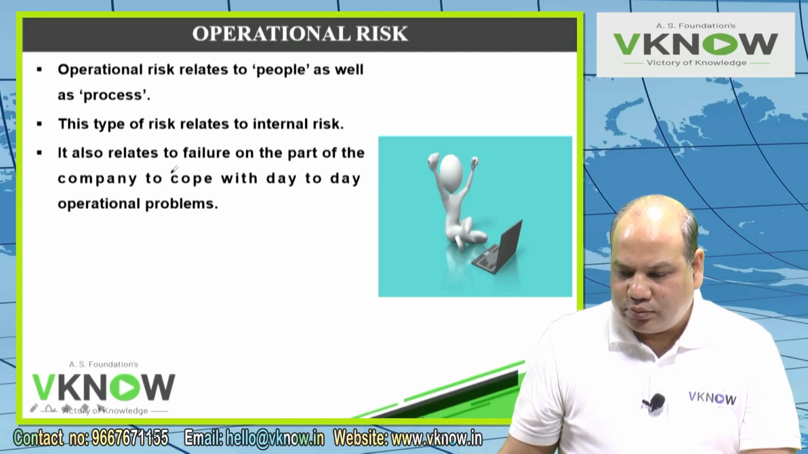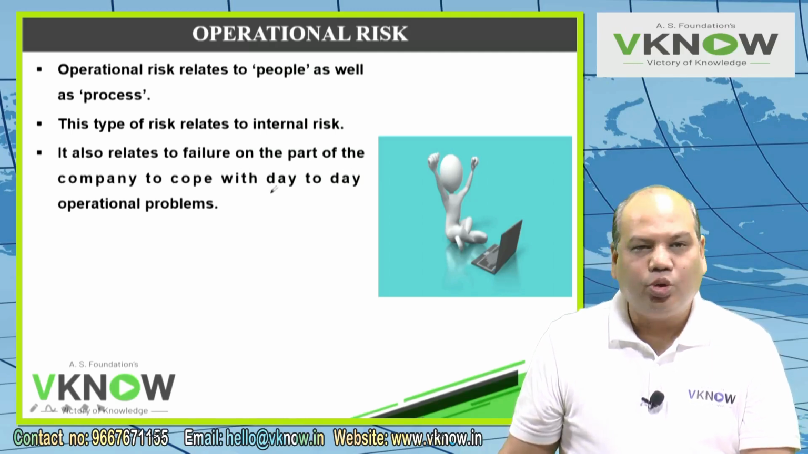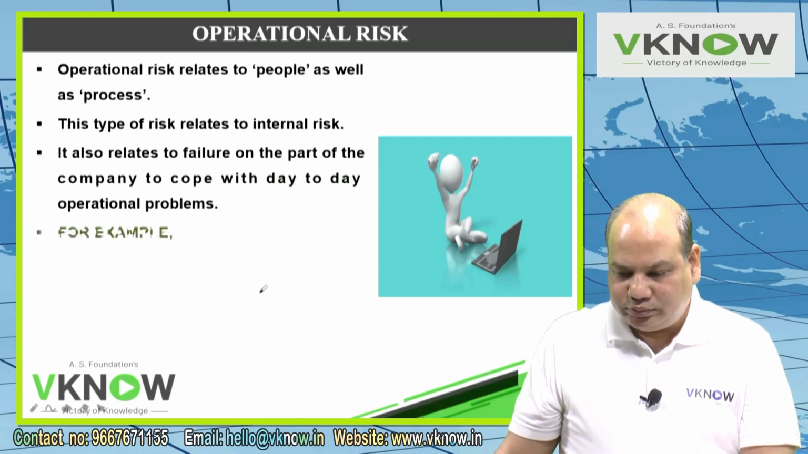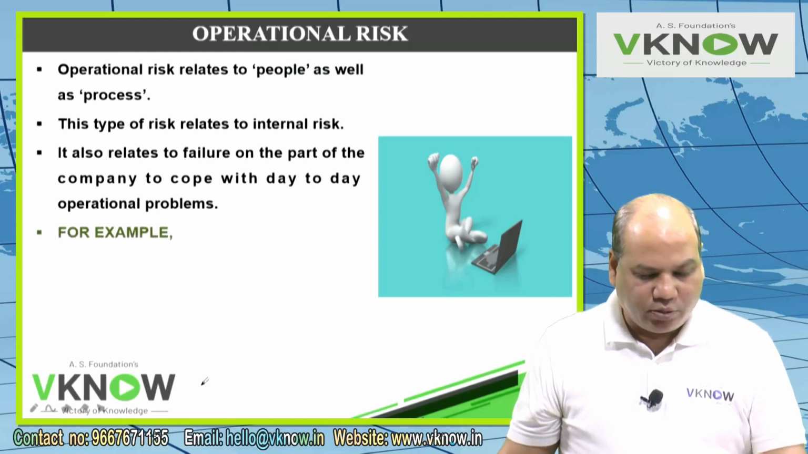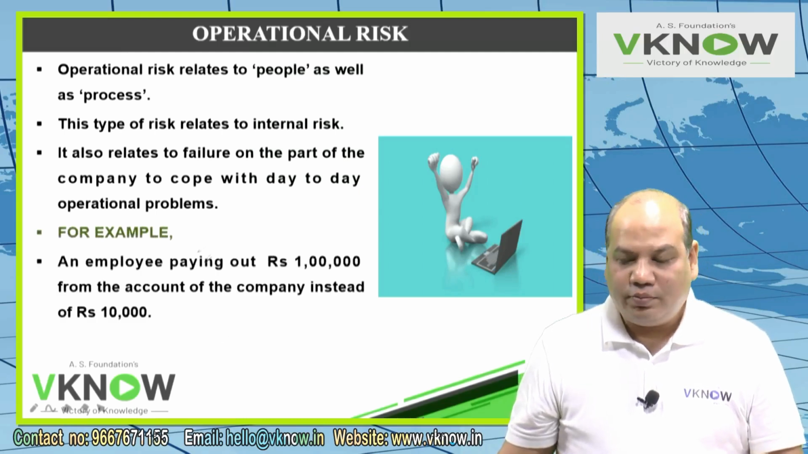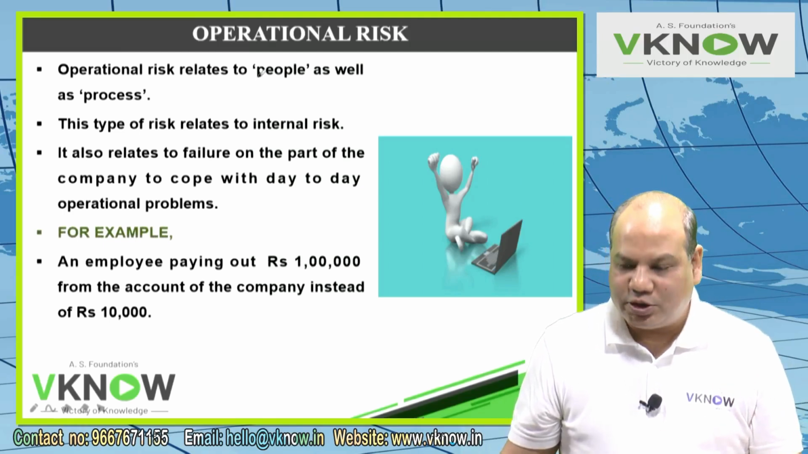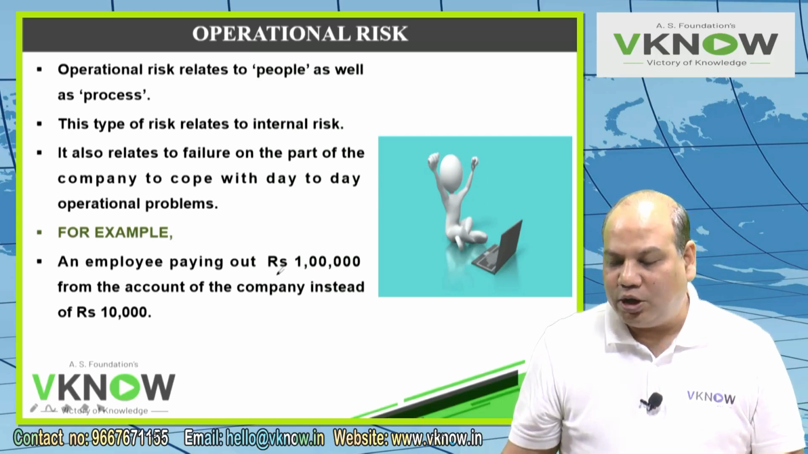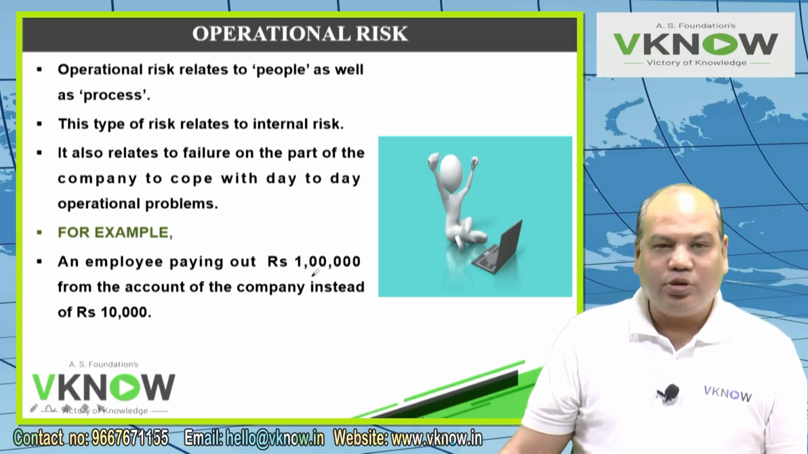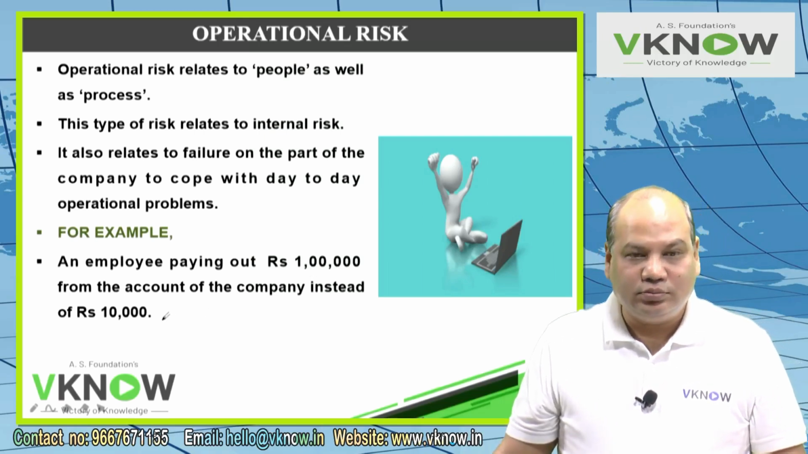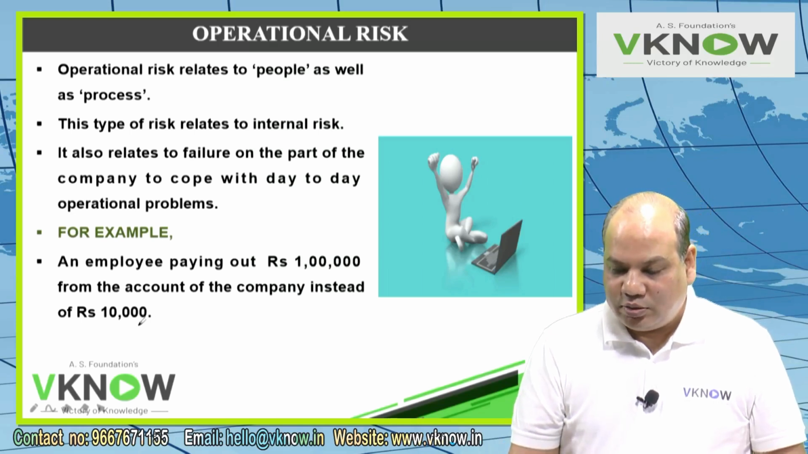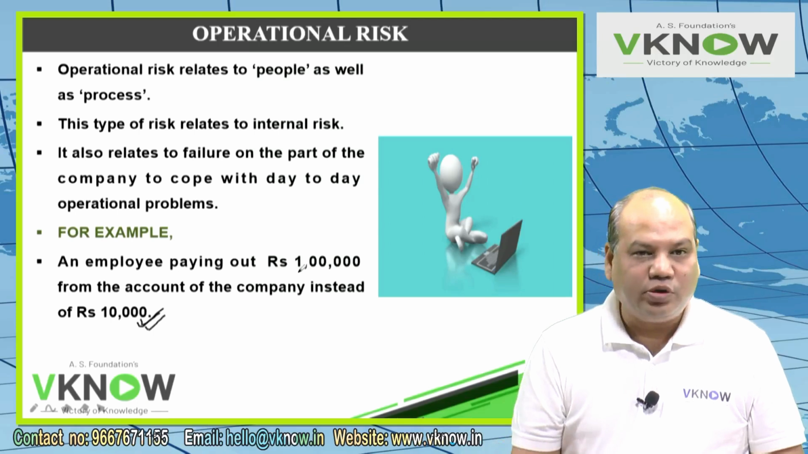It also relates to failure on the part of the company to cope with the day-to-day operational problems, right? One example first we'll read from the book, and today as a homework you will write two examples that you observe in the organization which can be an operational risk. An employee paying out rupees 1 lakh from the account of the company instead of rupees 10,000. So I asked my employee that we have to make this payment, so please pay 10,000 rupees from our account. So what he did, instead of paying 10,000, he put one more zero.